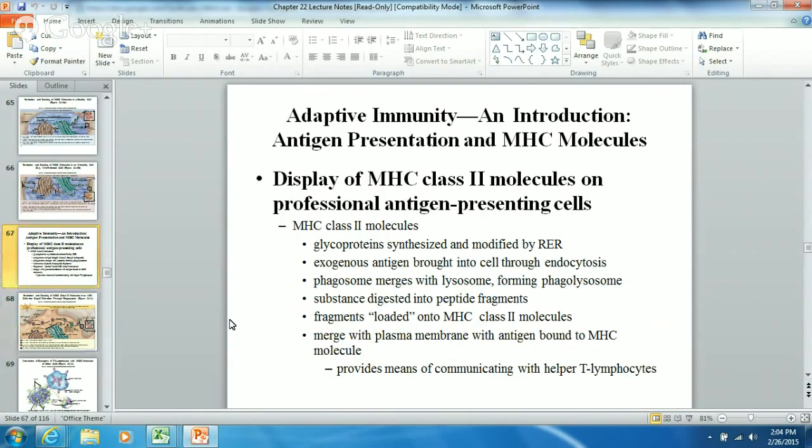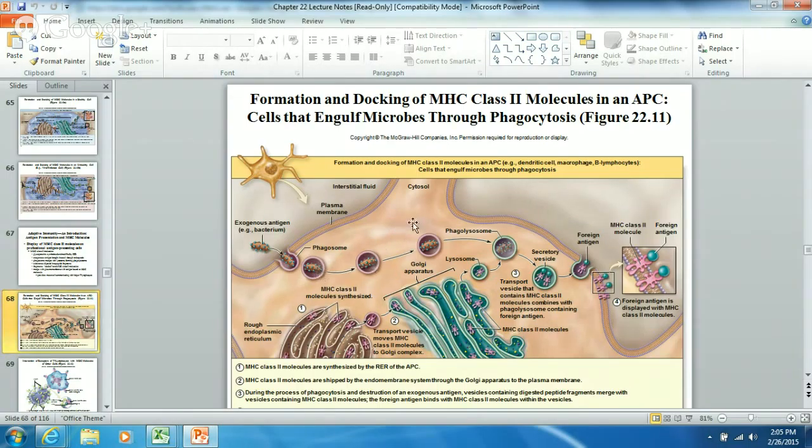Let me go through this real quick. You'll notice that these are MHC class 2 molecules, okay? They provide a means of communicating with helper T cells. So when we look at this image, we're seeing the formation and docking of MHC class 2 molecules in an antigen presenting cell, like a dendritic cell that you will find in your skin, or a macrophage, Cookie Monster cells, or a B cell. All right. These are all cells that can engulf a pathogen or a microbe through phagocytosis.